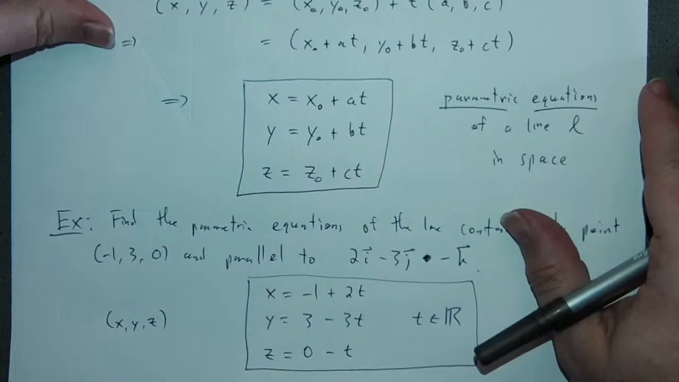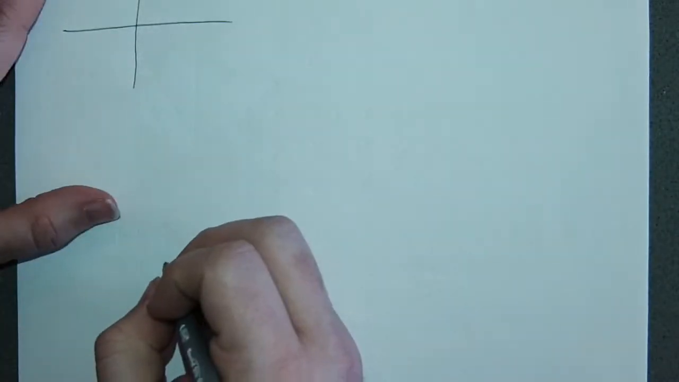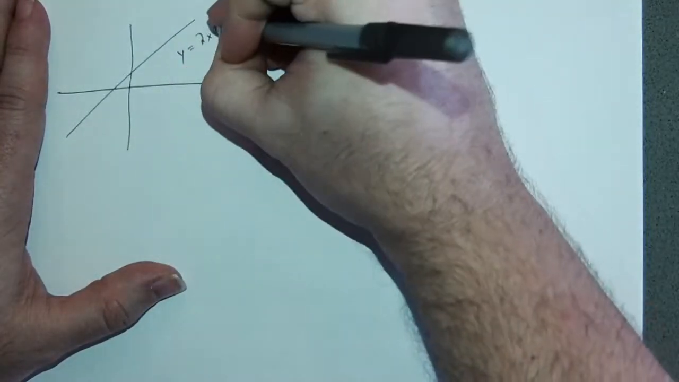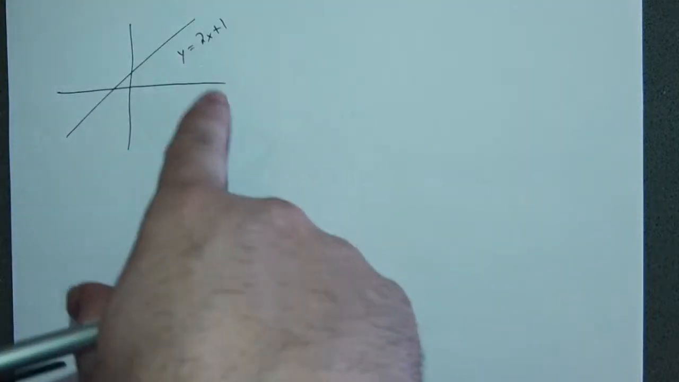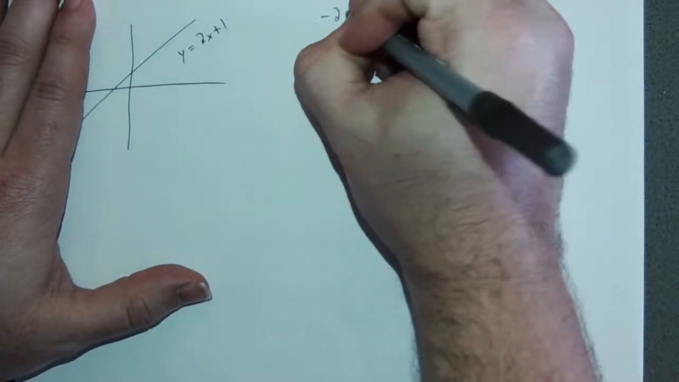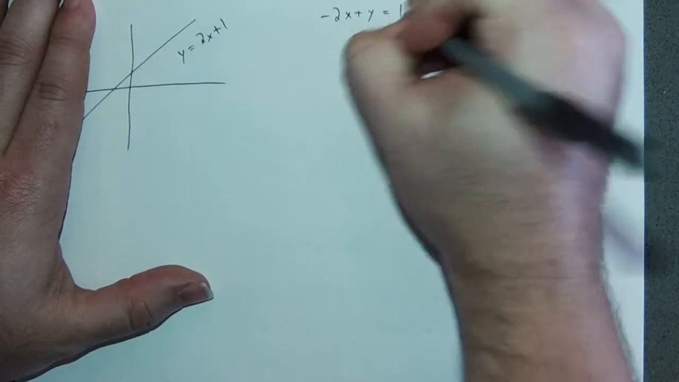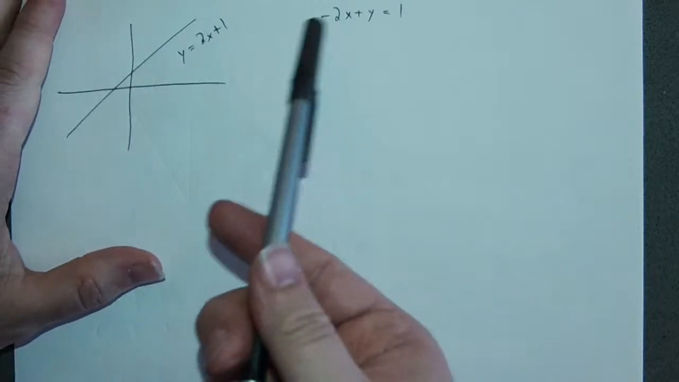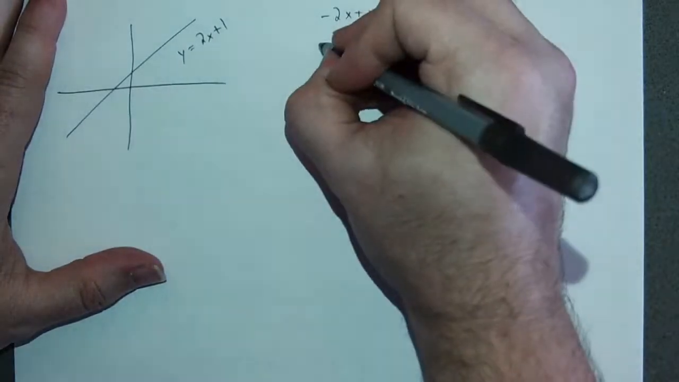That should be no surprise to you. Let's go back to algebra 1 for a second. Say I have a line that looks like this. What is this line? This is, I don't know, y is 2x plus 1. Written in another way, I could write this as minus 2x plus y is equal to 1. That's a way of writing this linear equation. But this isn't the only way to write this equation. What about this?